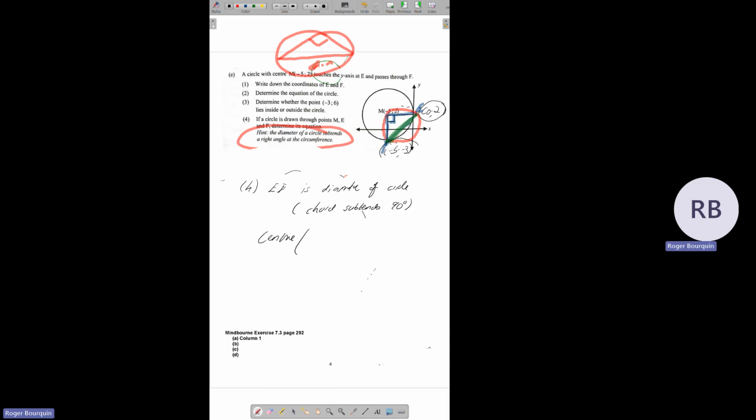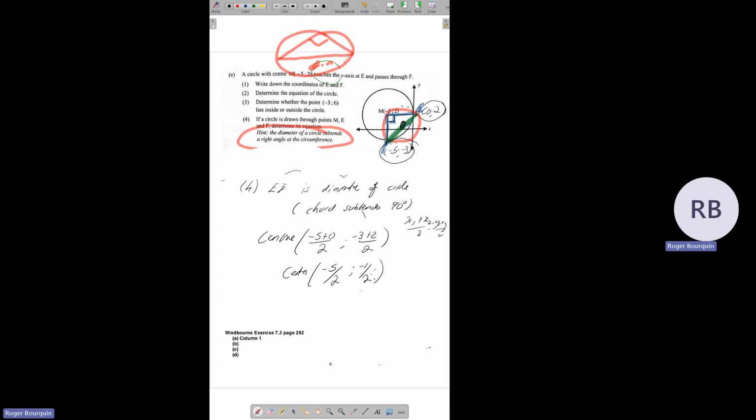So the midpoint of the points 0, 2 and negative 5, negative 3. How do I find a midpoint? Remember, I'm using this formula: x1 plus x2 over 2, y1 plus y2 over 2. So if you add the x coordinates, x1 plus x2 over 2 is going to be minus 5 plus 0 over 2. The y coordinates, add the y coordinates, minus 3 plus 2 over 2, which gives you a center of this circle as minus 5 over 2, negative a half. So now you've got the center of the circle. The question is go find the equation of that red circle.